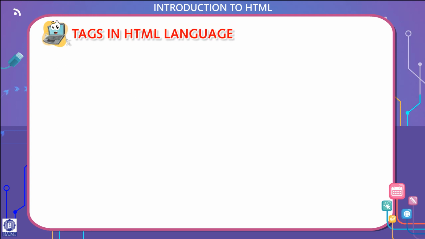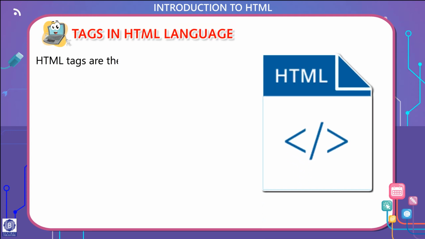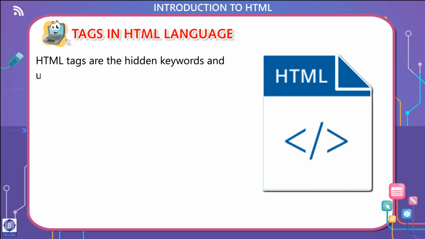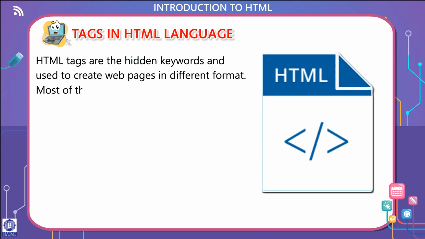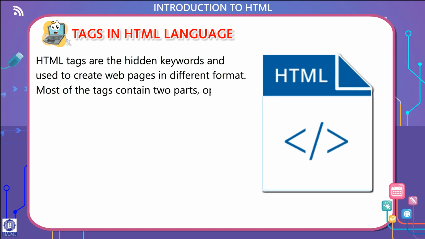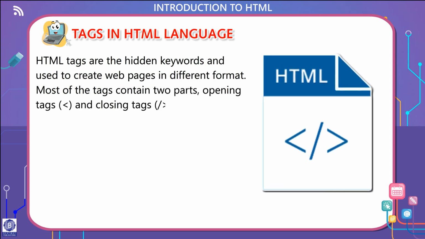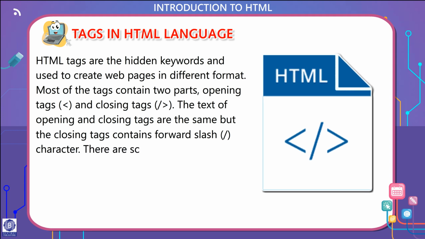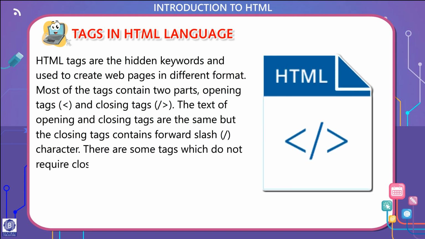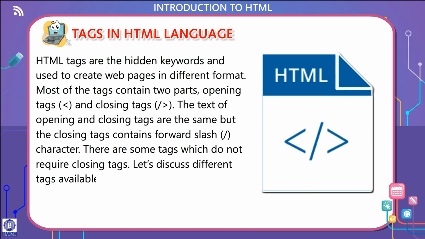Tags in HTML language. HTML tags are the hidden keywords used to create web pages in different formats. Most of the tags contain two parts, opening tags and closing tags. The text of opening and closing tags is the same, but the closing tags contain the / character. There are some tags which do not require closing tags. Let's discuss different tags available in HTML language.